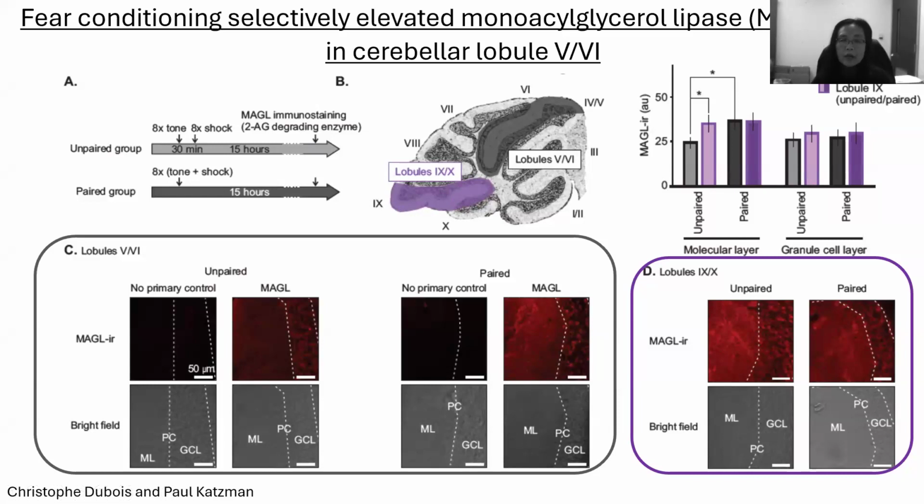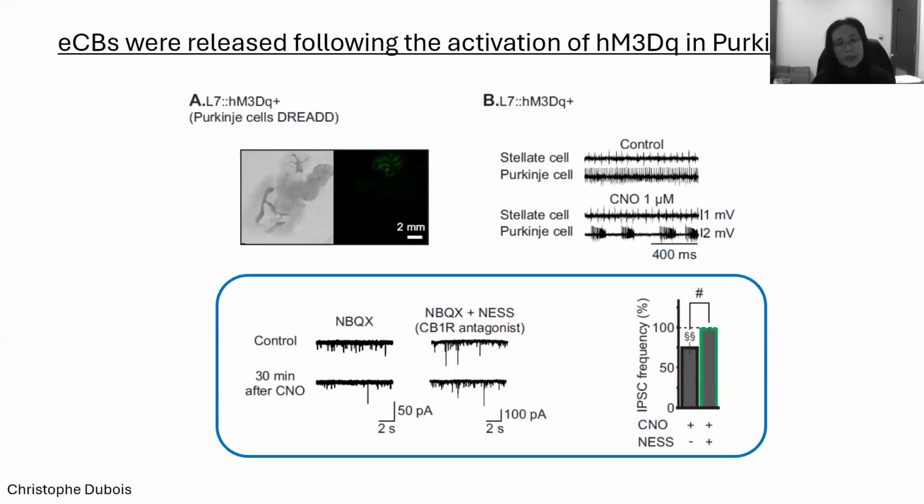So from this data, we think we can conclude that fear conditioning does increase the endocannabinoid degradation by increasing the MAG lipase expression, therefore accelerating the degradation of 2-AG. So the next thing we wanted to look at is whether this change in endocannabinoid signaling is responsible for cerebellar-dependent memory consolidation.